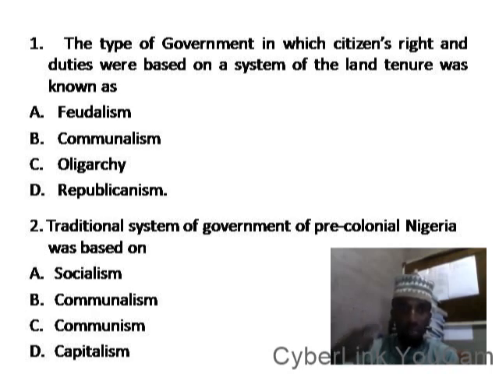Socialism, B. Communalism, C. Communism, D. Capitalism. The correct answer: before the advent of the British colonial masters, we learned that Nigeria was colonized, the first year was 1900. So before 1900, what was the traditional system of Nigeria? It is communalism.